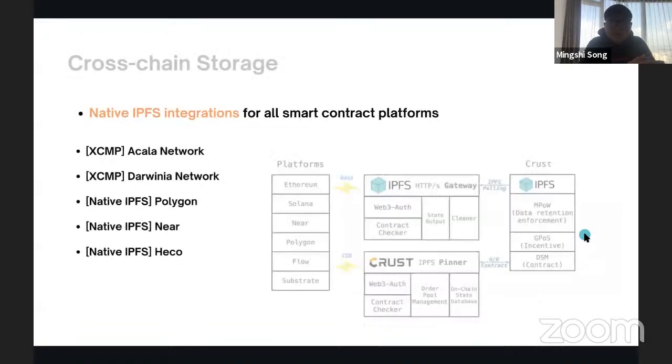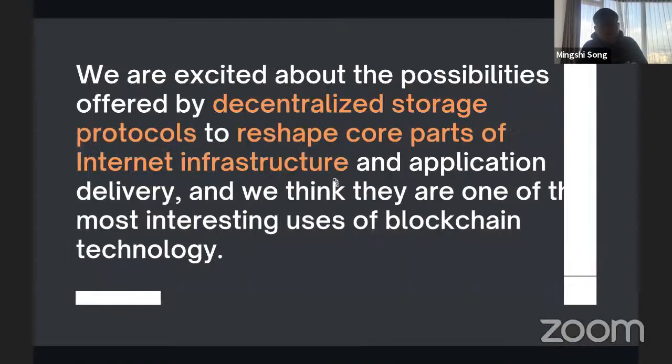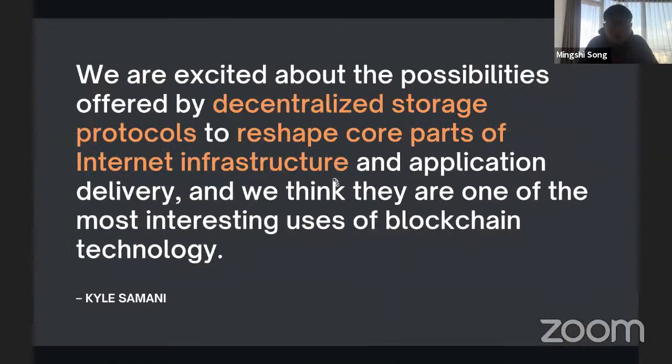Let's conclude today's workshop. One of the GPs at Multicoin once said they are excited about the possibility offered by decentralized storage protocols to reshape the core parts of the internet infrastructure. That is what Crust Network is currently doing. Decentralized storage protocols like Crust Network have the possibility to reshape the core parts of the internet infrastructure.